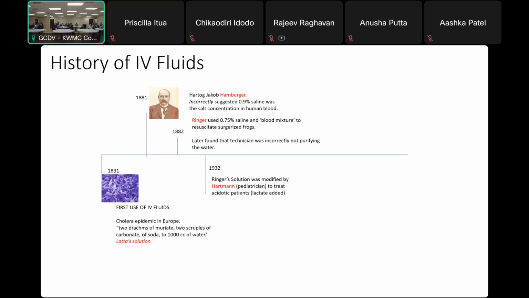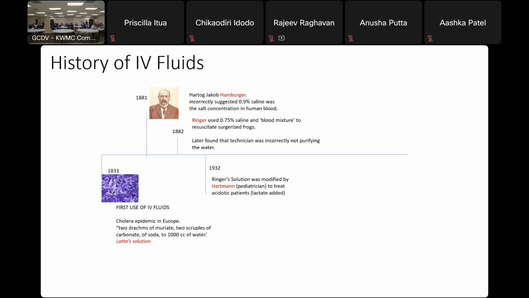So always good to begin with the history. IV fluids have been around for like 150 years. I think around 1500 was the first time anyone even thought about doing any IV treatments. But around the cholera epidemic in the 1800s, that's when IVs were first really used big time for resuscitation purposes. And you can see Latta's solution was really the name of that solution at that time, which included some bicarbonate and some water. And this becomes important as we talk about where fluids have gone since that time.